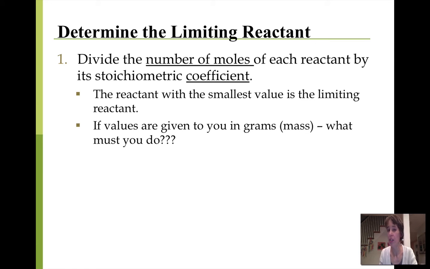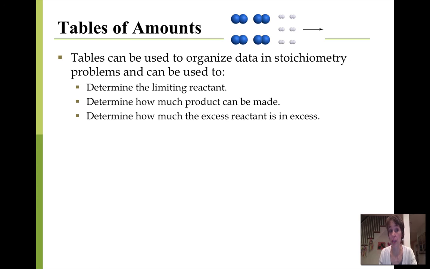So that division is taking into consideration that required ratio. In the case of nitrogen to hydrogen, it's 1:3. If your values of these reactants are given to you as masses in grams, you need to get those into moles first.